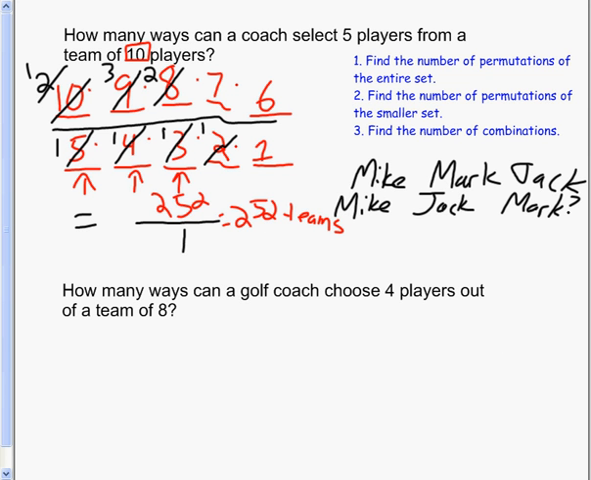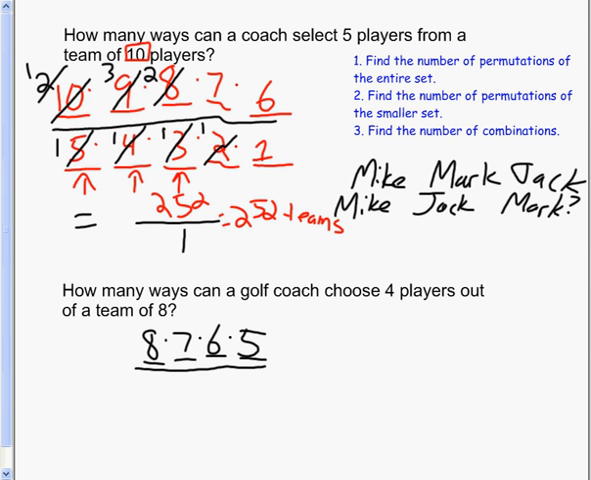Now, what if we were choosing 4 players out of a team of 8? Say we're a golf coach and we're taking a foursome. So again, order doesn't matter, but we have 4 blanks because we have 4 members of a team we're choosing, and we have 8 choices for that first player, 7 left for the second, 6 for the third, and 5 for the fourth.